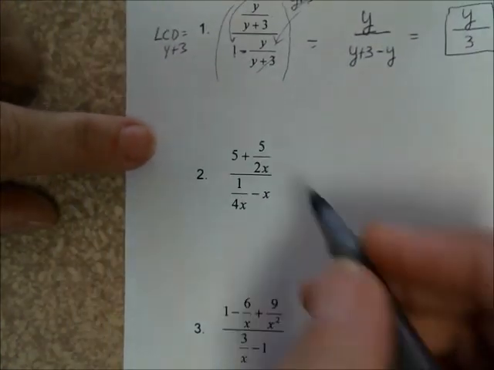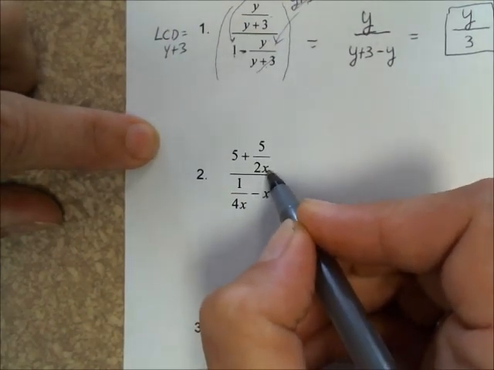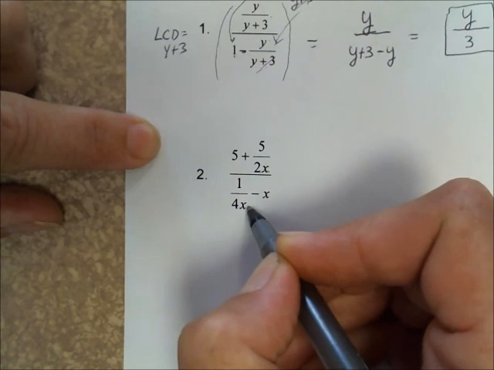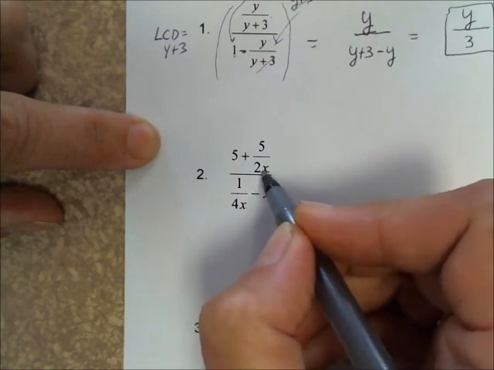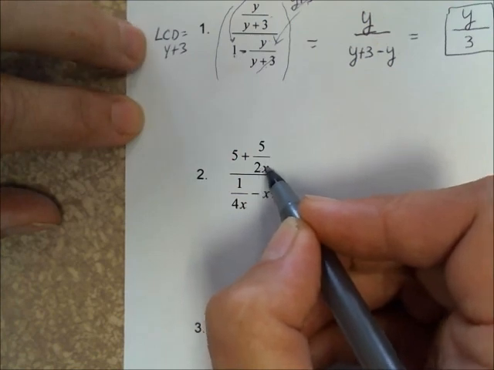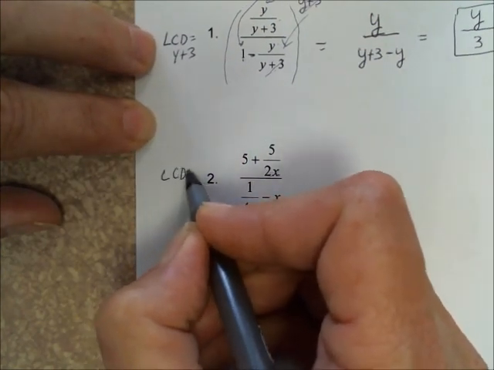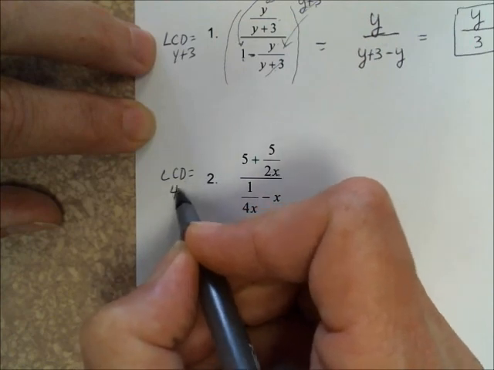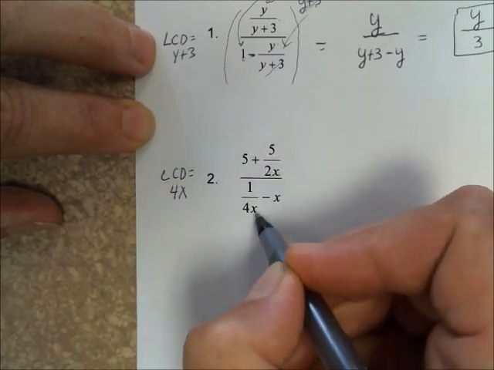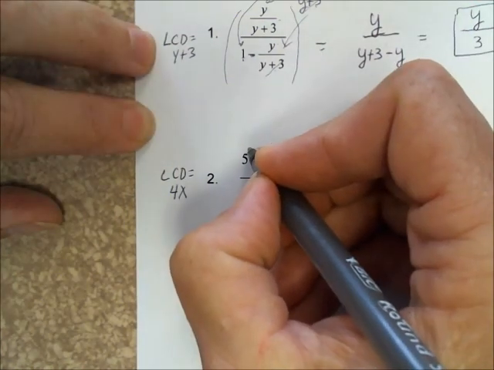Number 2, when we look across all the denominators, we only have 2 of them. We have a 2x and a 4x. We try to think to ourselves, what is the least monomial that 2x and 4x will go into? Well, this LCD is equal to 4x, not 4x squared, just 4x. So we're going to multiply everything by 4x.